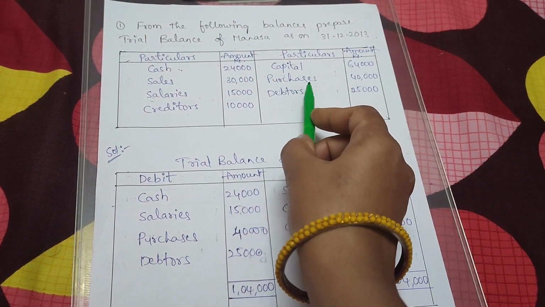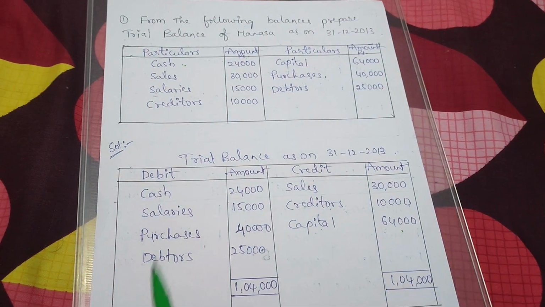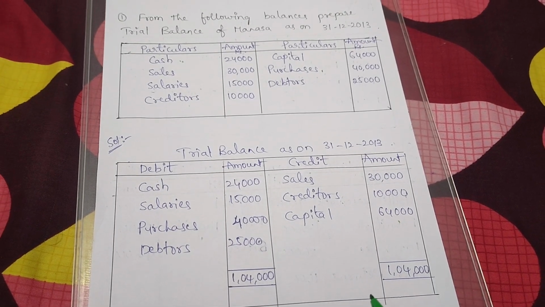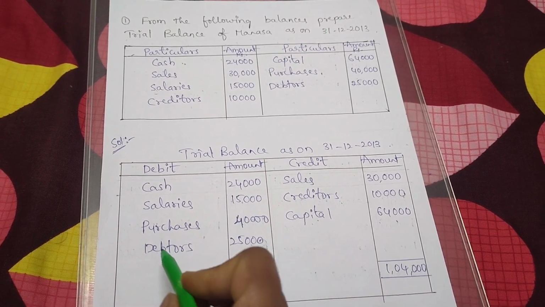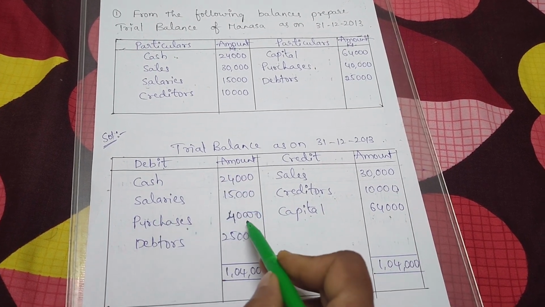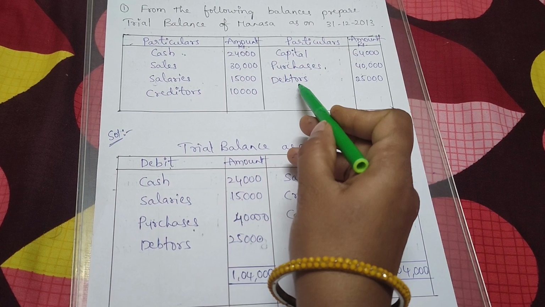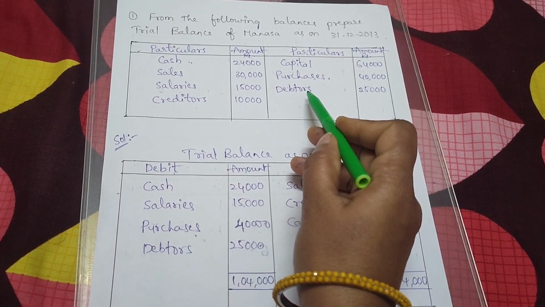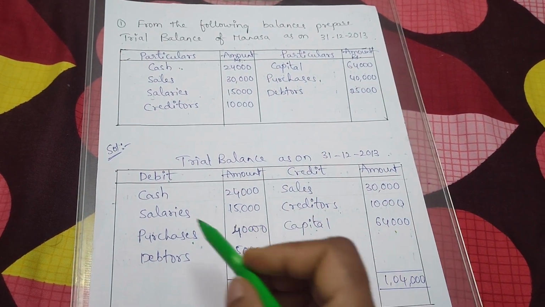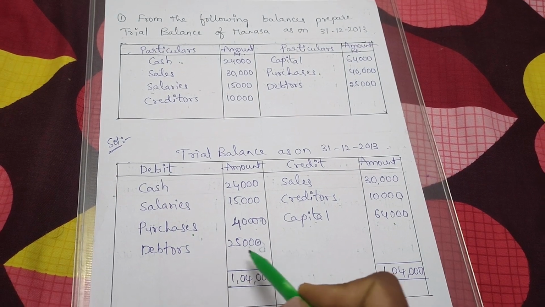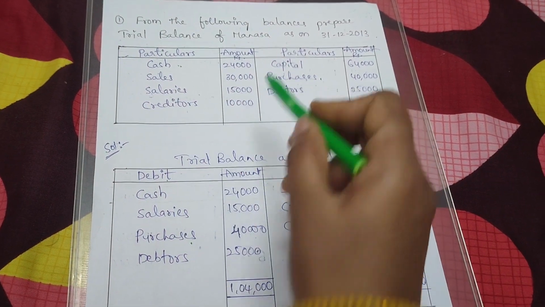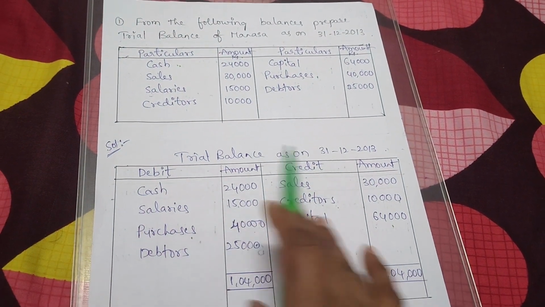And next one is purchases. I mentioned in the rule that we should debit purchases while preparing a trial balance. That is why I recorded purchases also under debit, 40,000. And next one, debtors. Debtors is always an asset. So since debtors is an asset, we have to record it under debit. Debtors 25,000. So now we have recorded all items under the proper side, debit as well as credit.